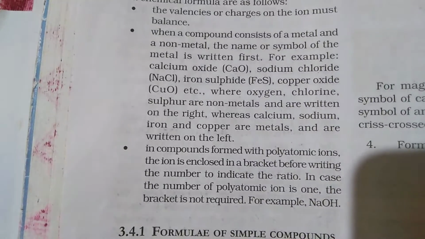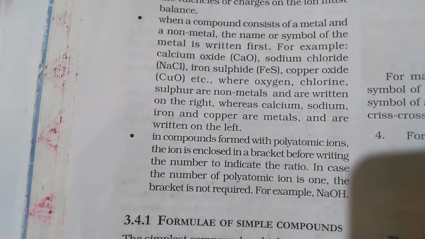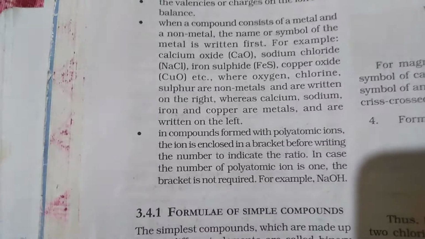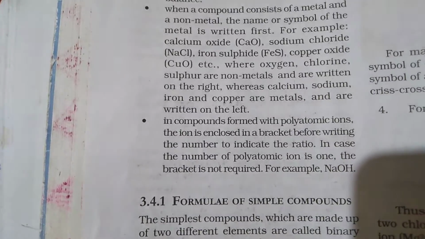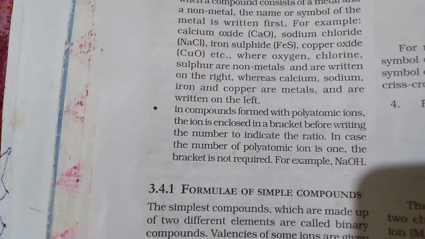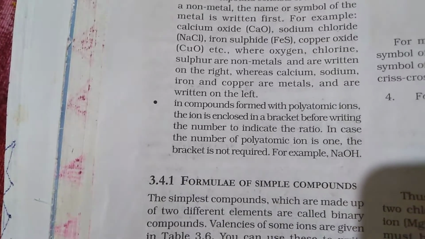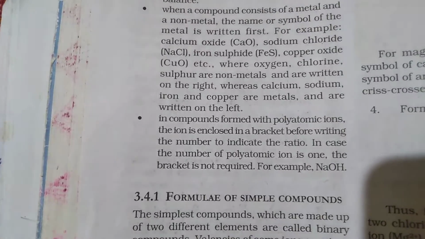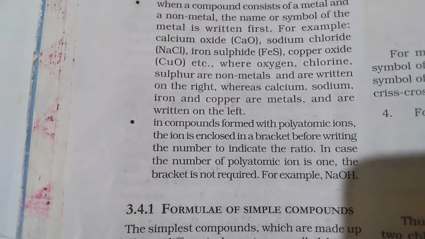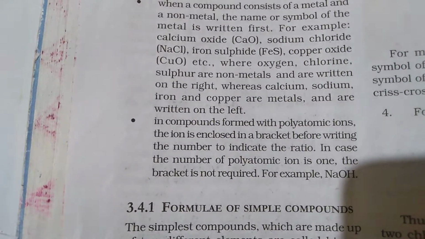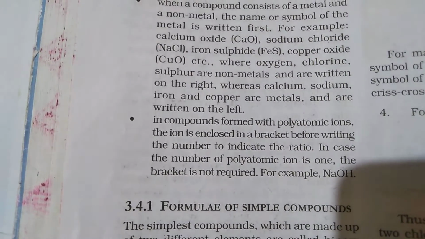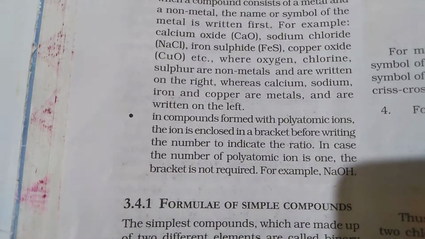Second, when you write compounds consisting of a metal and a non-metal, the symbol of the metal is written first. For example, in the compound sodium hydroxide, sodium is a metal and hydroxide is a non-metal. First you write sodium, then the non-metal hydroxide. Don't write OHNa. You write NaOH. Na is a metal. Here are some examples: calcium oxide, sodium chloride, iron sulfide, copper oxide. In all of these, the first should be the metal: calcium, copper, sodium, iron. Okay, these are the metals.